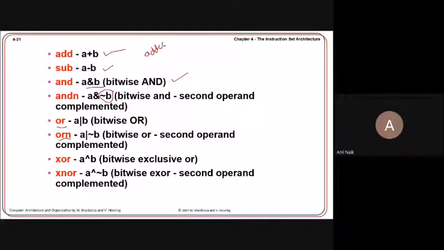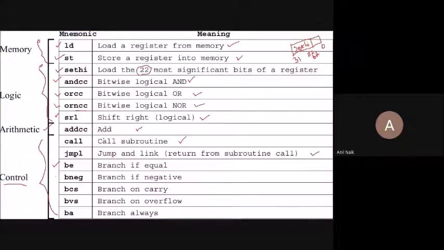ORN means again the OR operation, but the second operand is complemented. Then the XOR operation, the XNOR operation. These are the important mnemonics of the ARC processor.